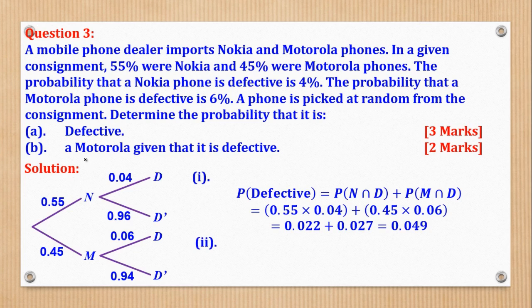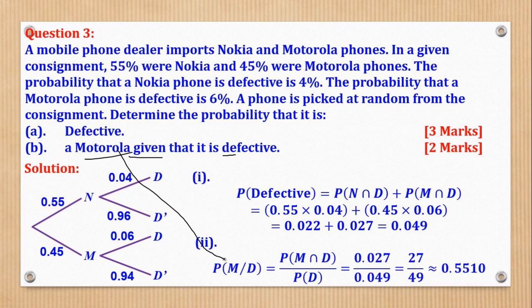Then Roman 2, Motorola given it is defective. Given means it is now a conditional probability. So it will be M given defective, so the order matters. It is M given defective, M given D. Then we shall expand this one to give you M intersection D over D.